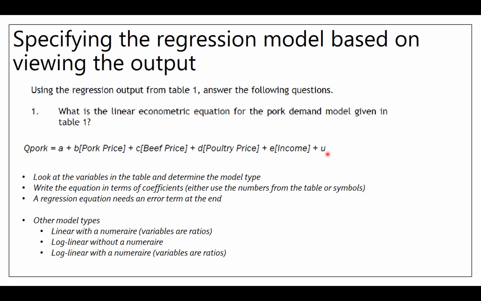That's a very meta type question, but if I give you some regression equation and tell you take this and convert it to another type, linear with a numeraire, right? Rewrite this equation with a numeraire, you would be expected to do that too. If it's a regression equation or an econometric equation, it always has an error term at the end.